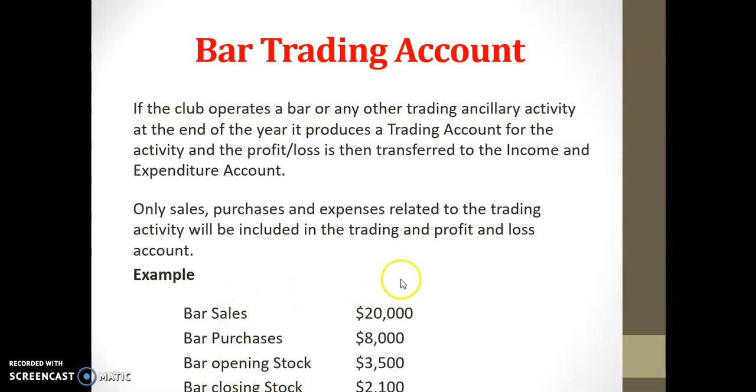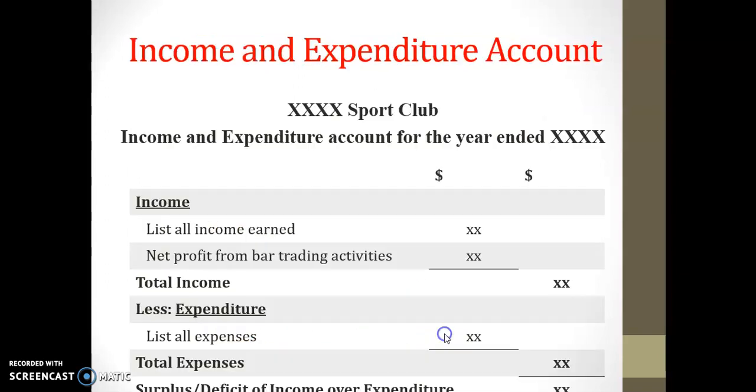So if it's a bar and you have bar sales, bar purchases, bar opening stock, bar closing stock, if you have depreciation for bar equipment, only those things associated with that particular activity are included in the trading and profit and loss account for the particular activity. In this case, I'm referring to a bar.